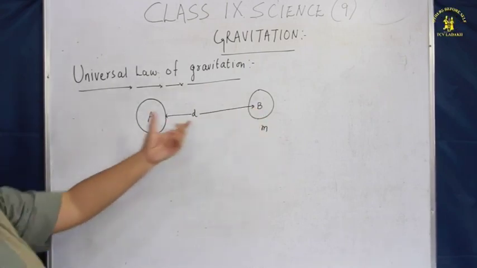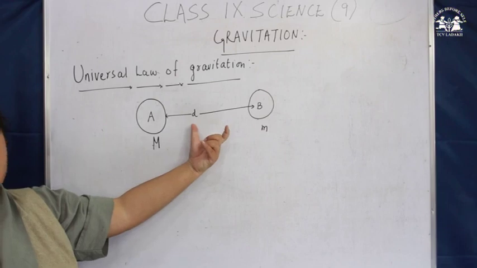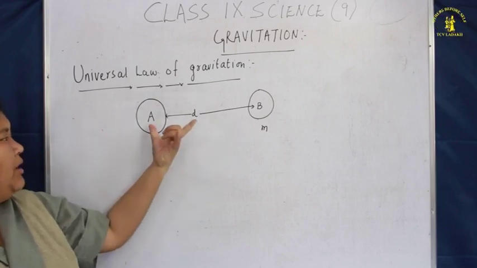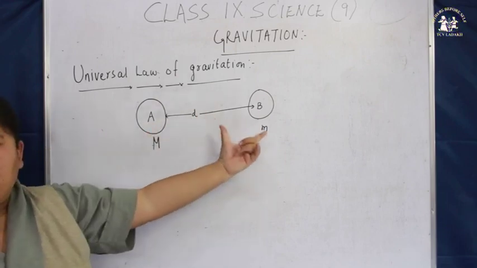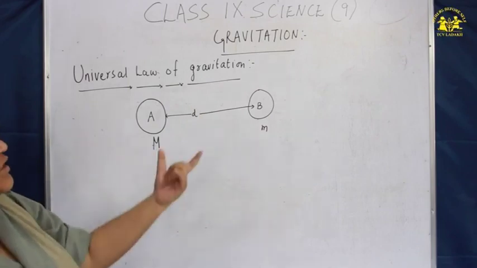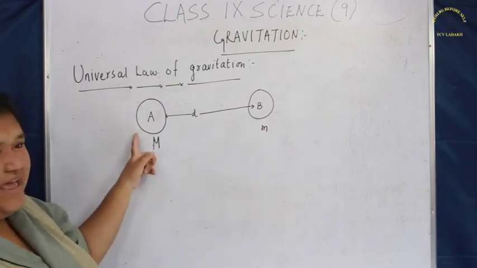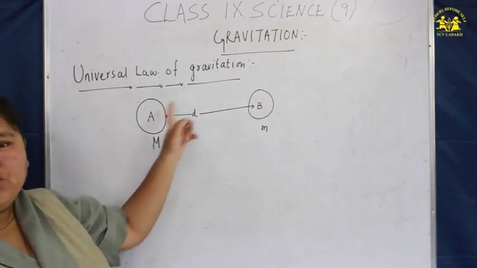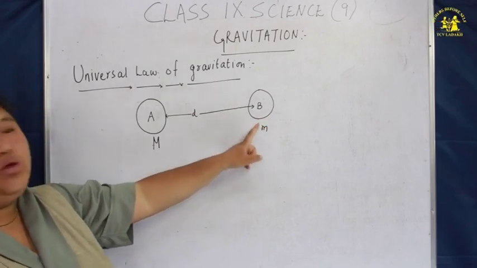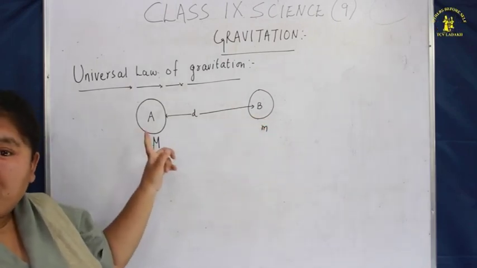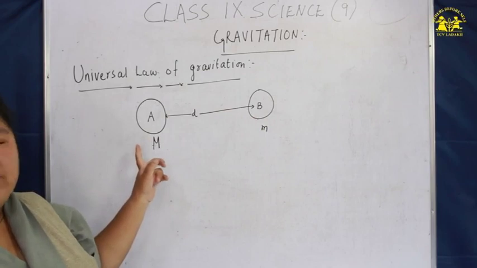Let us suppose there is a distance D between object A and object B. Now the gravitational force: object A will exert a certain amount of force on object B. In the same way, object B will also exert a certain amount of force on object A, right?